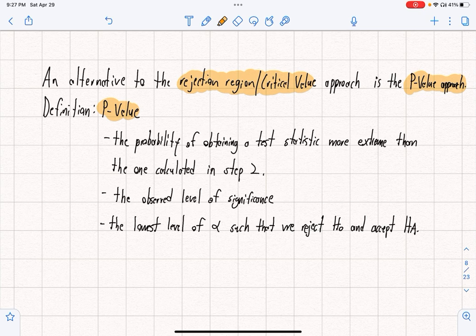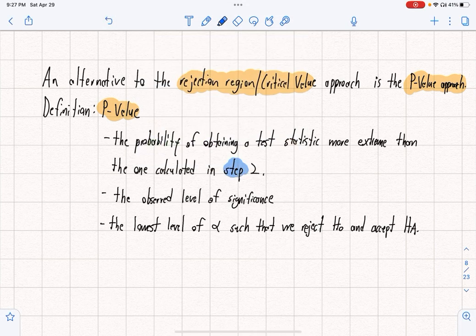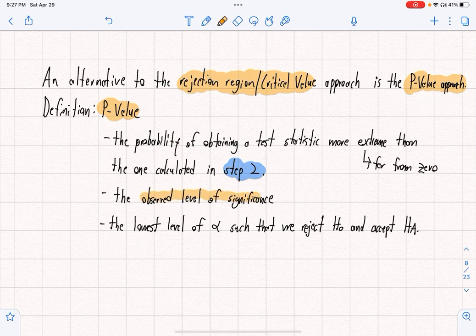We can call it a number of things. We can call it the probability of obtaining a test statistic more extreme than the one calculated in step 2. So recall, step 2 is where we calculated our test statistic, t-stat. And by more extreme, I mean far from 0. We can also call it the observed level of significance. What do I mean by that? It is the lowest level of alpha such that we reject the null hypothesis and accept the alternative.